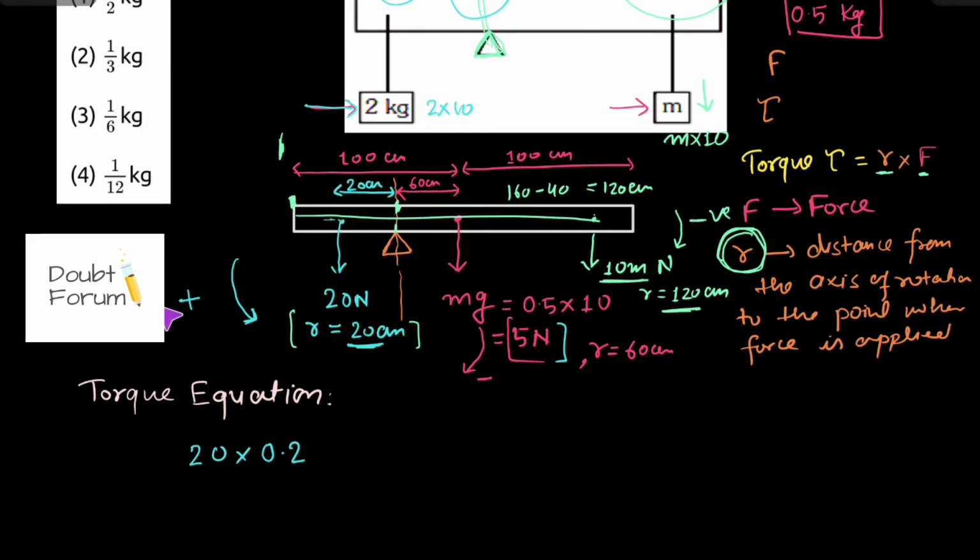So if we are taking anti-clockwise as positive, clockwise direction would be negative. So this is the torque due to this 20 Newton force. Its value would be positive because it is in the anti-clockwise direction.